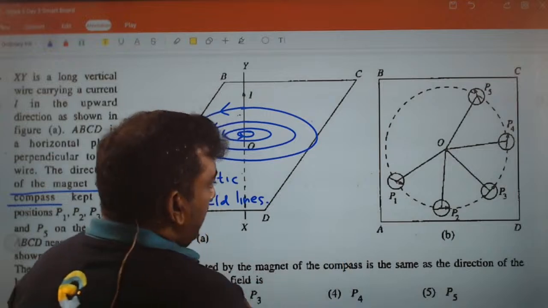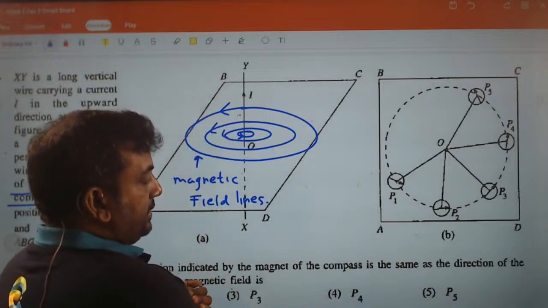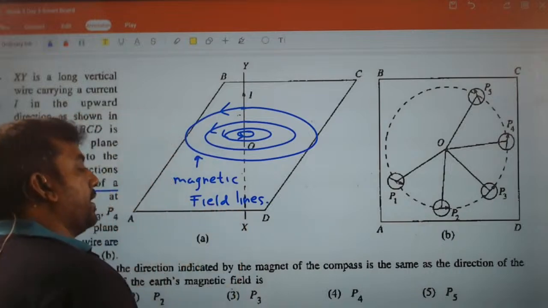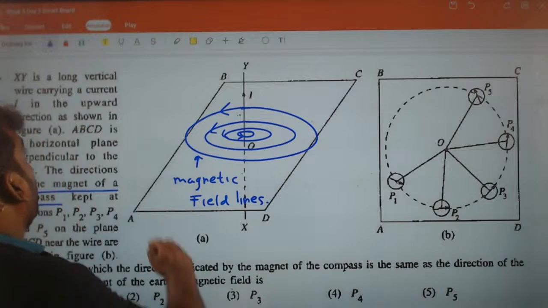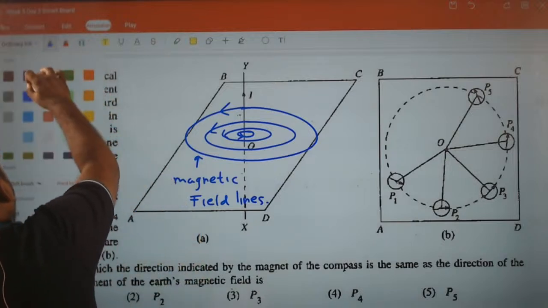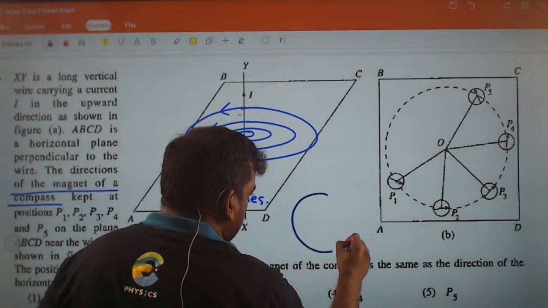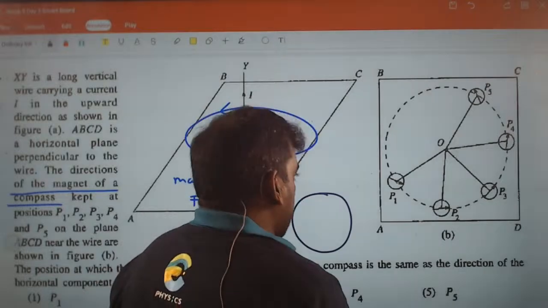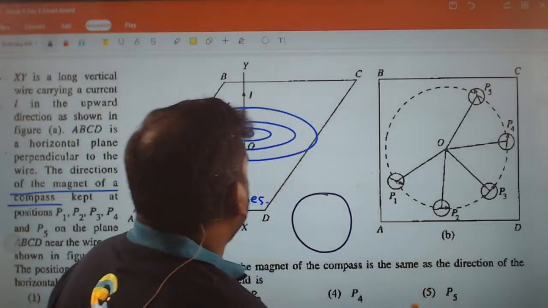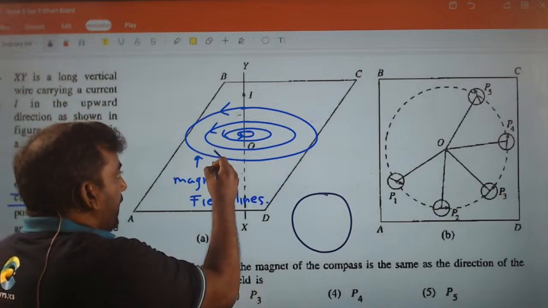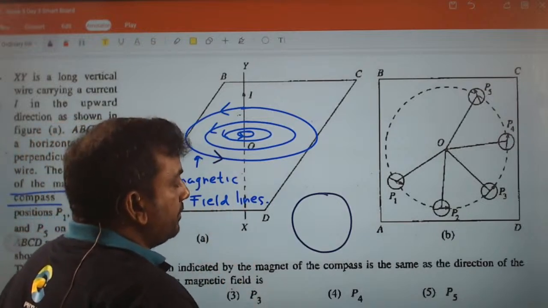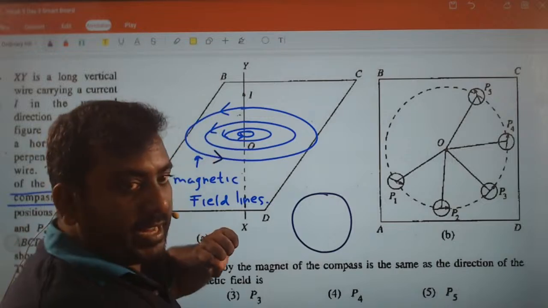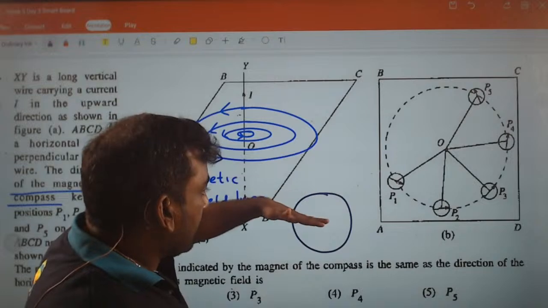So which location is it parallel to the Earth's magnetic field? Now be careful. If you look at this, how the compass works. Look at the board. Now these are basic O-level work. Now magnetic field lines are coming in that direction. Look at the board. Because of this current, there will be a tangent. So it will indicate the tangential direction.